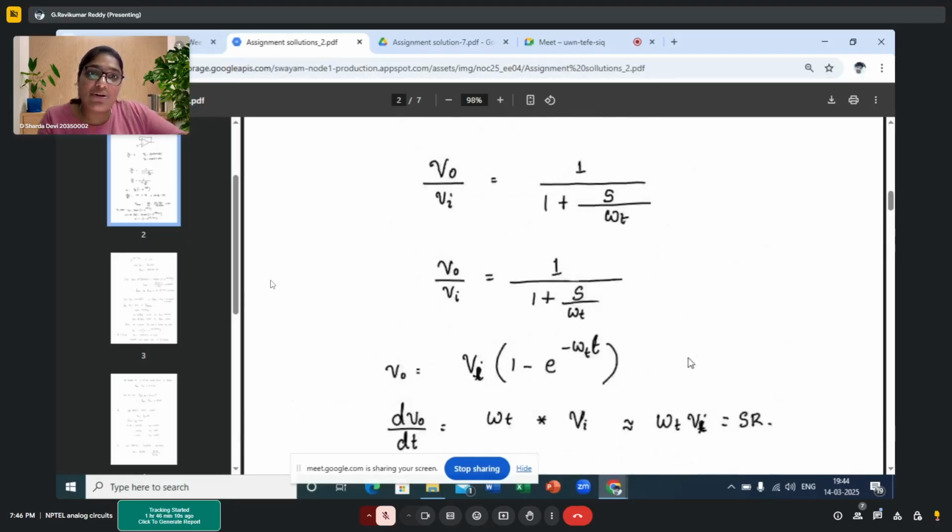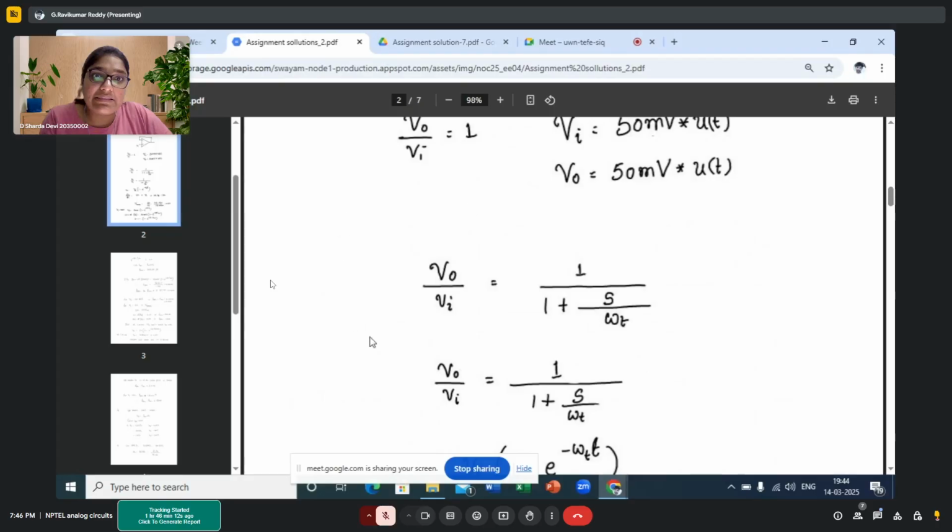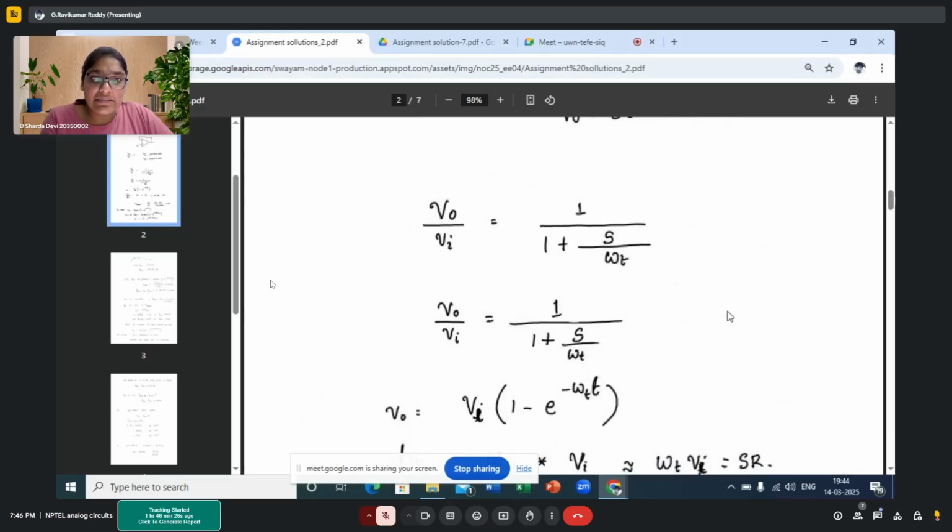One more doubt, madam. How have they written this response, V naught by Va equal to 1 by 1 plus S by omega t? Because it's a voltage follower, V naught by Va equal to 1. Then why do they consider this exponential function, madam? Why are they considering this pole?